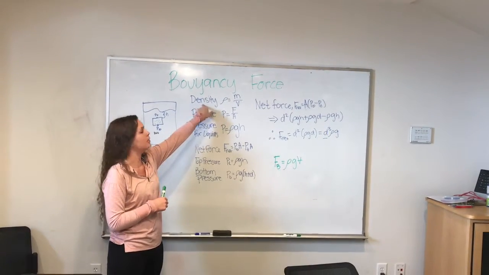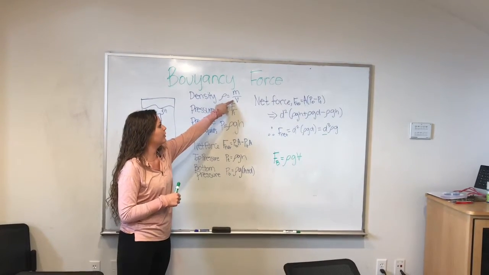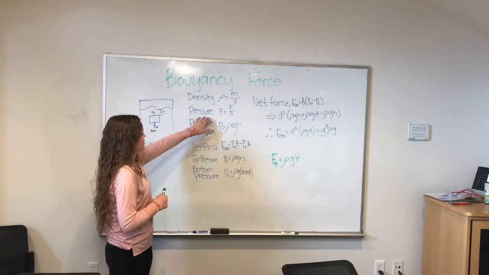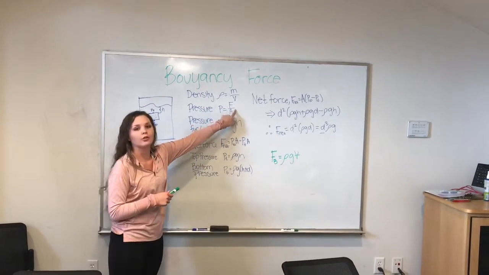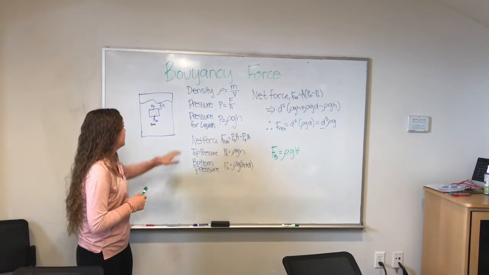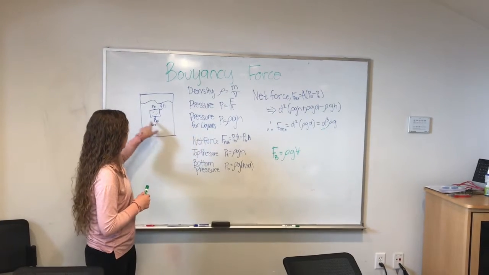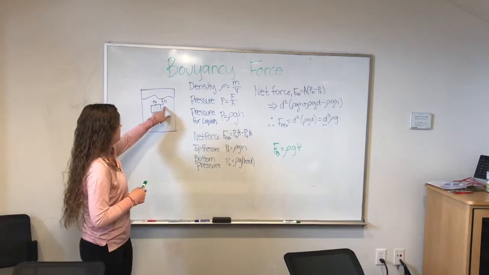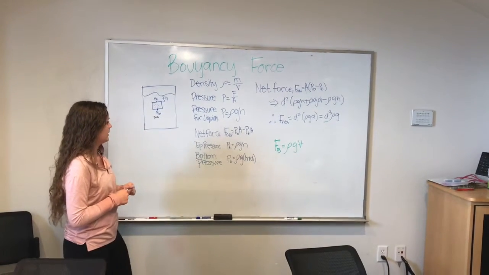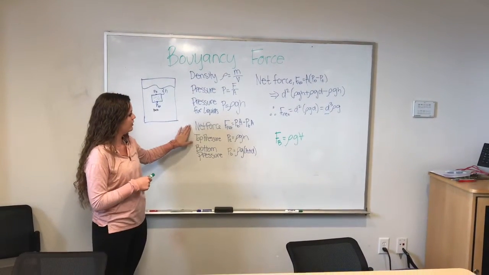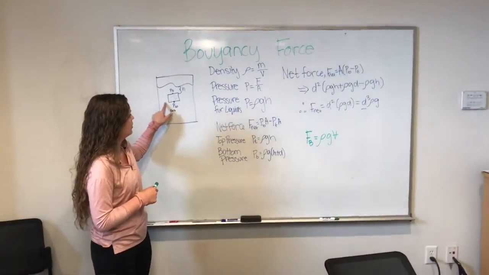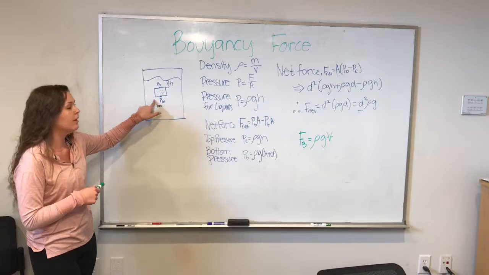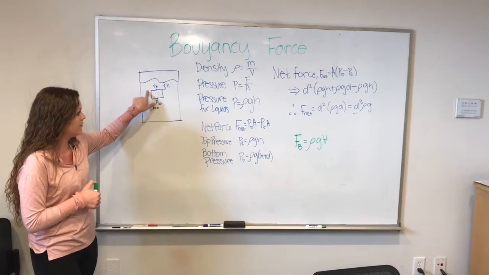So density, which is mass over volume, the density of the water. Pressure, which is represented by force over area. The pressure for the liquid is rho g h, which is that H. So the total net force on this object will be the pressure of the bottom times the area minus the pressure of the top times the area.